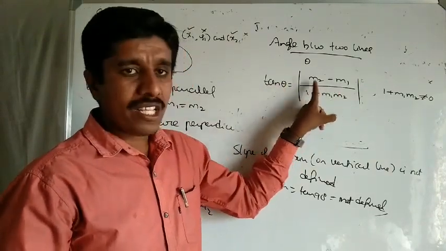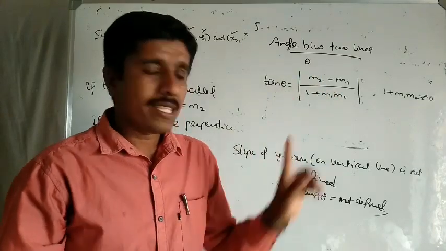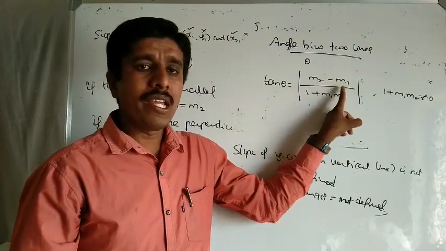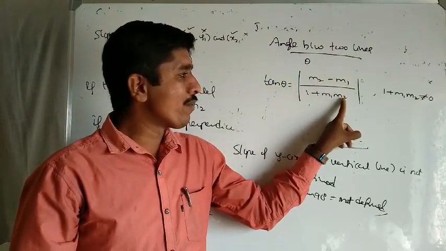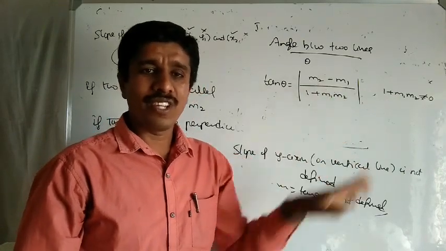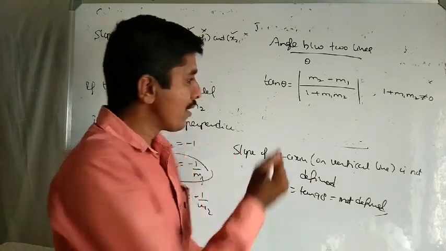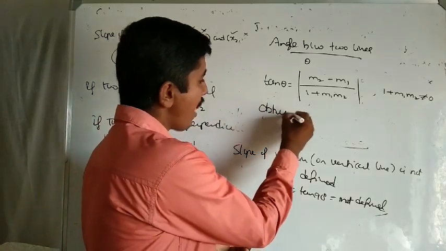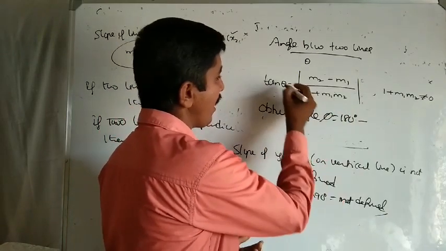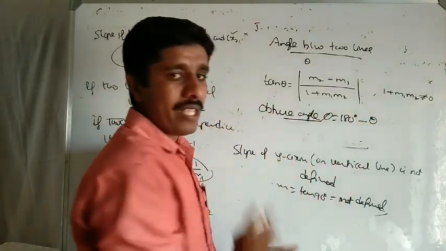Here m1 and m2 are the slopes of the two lines. Theta is the acute angle between two lines. Then tan theta is equal to modulus of m2 minus m1 divided by 1 plus m1 m2. Denominator not equal to 0. With denominator equal to 0, this ratio is not defined. Suppose you want to find the obtuse angle, phi: this is equal to 180 minus the acute angle. Here theta is acute, so 180 minus theta is the obtuse angle.